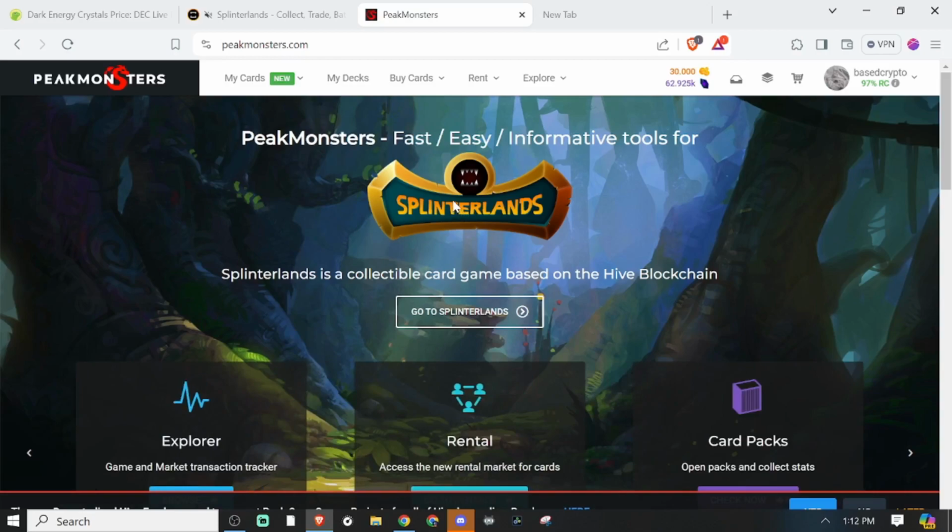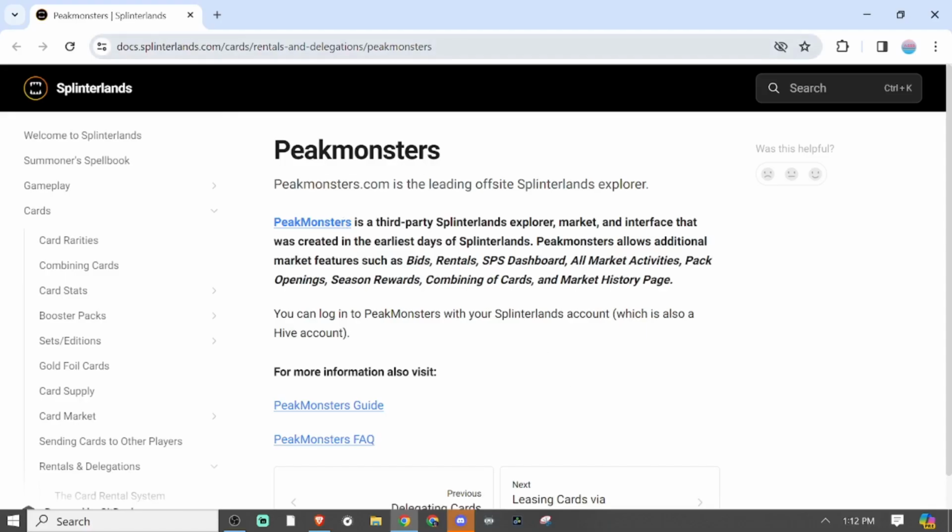What is PeakMonsters.com? Well, this right here is docs.splinterlands.com, on the official Splinterlands website. PeakMonsters.com is the leading offsite Splinterlands Explorer. PeakMonsters is a third-party Splinterlands Explorer, market and interface that was created in the earliest days of Splinterlands. So there you go, it's right there, made right alongside Splinterlands.